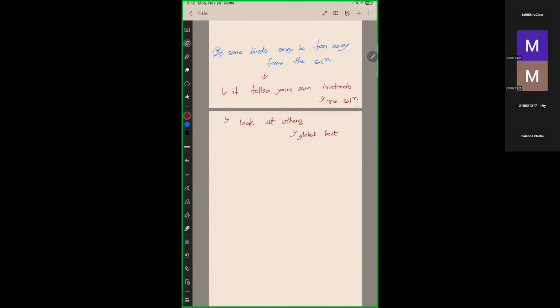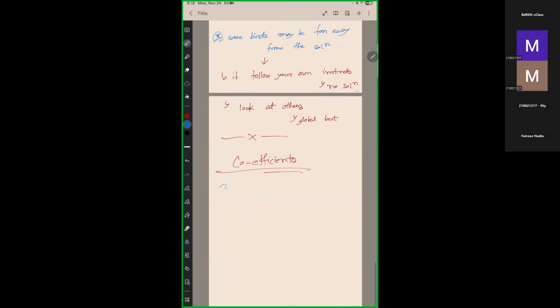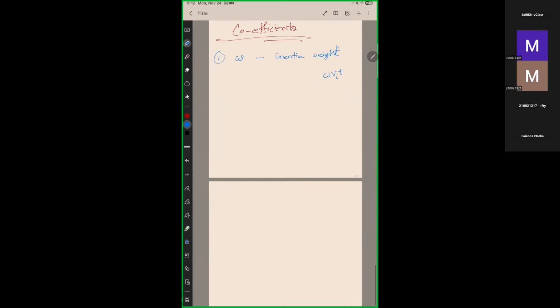আচ্ছা, let's see. এখন আমরা একটু কোএফিসিয়েন্টগুলো একটা একটা করে বুঝি, তাহলে আমাদের সবকিছু বোঝা হয়ে যাবে। Coefficients, আচ্ছা, so the first one we had was omega. This was our inertia weight. What was our term? This was actually multiplied by our current velocity. Okay, so this is going to control the velocity of the particles.